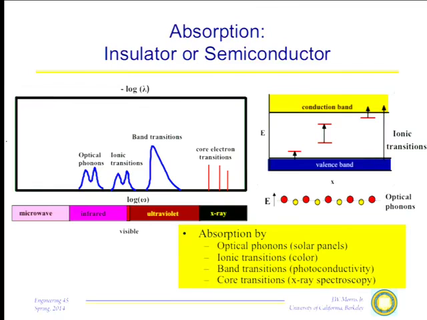Since the pattern of these peaks is characteristic of the material, I can look at X-ray absorptions and use that to analyze the chemical content of the material. The frequencies of these peaks tell me what elements are present. The intensities of these peaks, the intensities of the absorption, will tell me how much of an element is present.